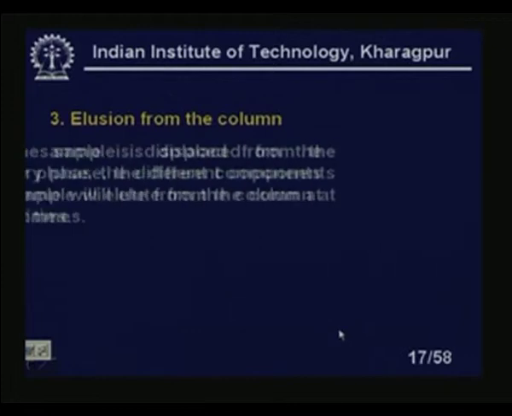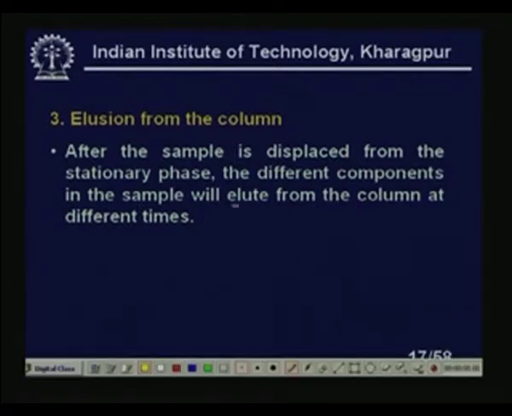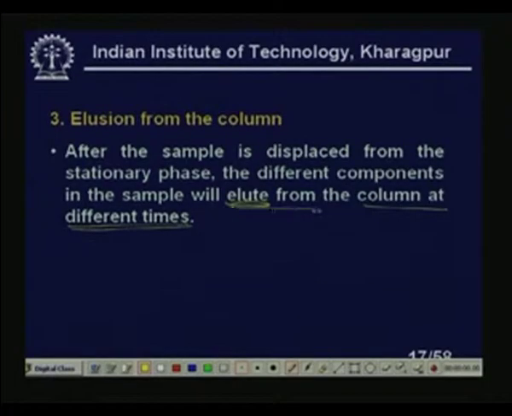Elution from the column: after the sample is displaced from the stationary phase, the different components in the sample will elute from the column at different times. This is the most important thing in gas chromatography, right. If they do not come at different times, we cannot separate them. Since they come at different times, we can separate them, and we can know the percentage and the individual concentrations of the gas components. So, this is the most important term in gas chromatography: elute.